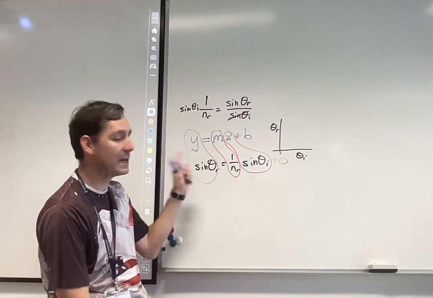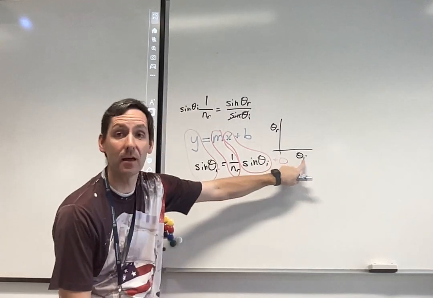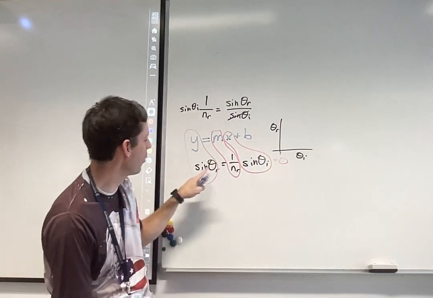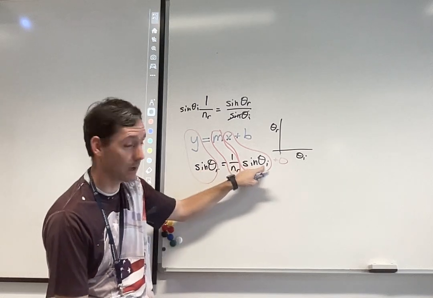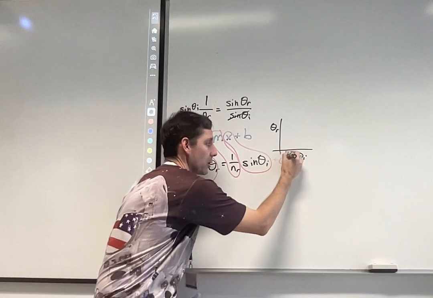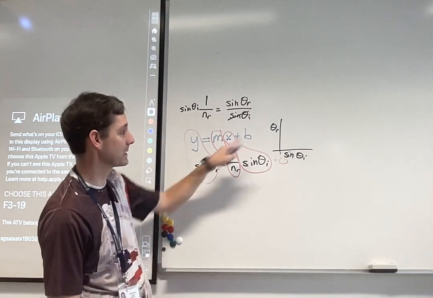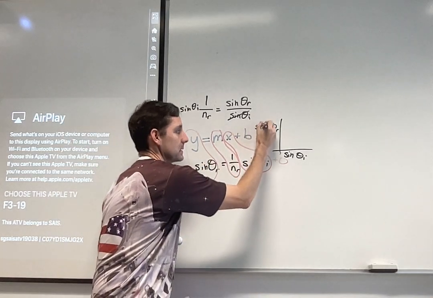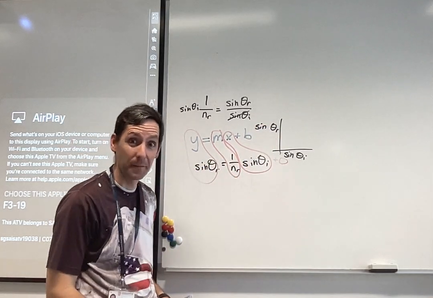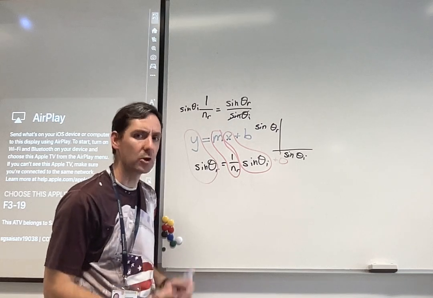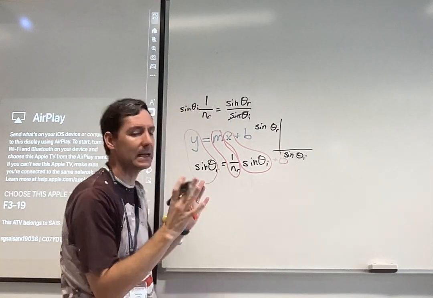So what we need to do is, instead of putting theta I here, we want to put sine of theta I. So I'm going to graph sine of theta I there. And on the y-axis, I'm going to put sine of theta R, right? Now, you may say, but wait, how do I do that? Well, it's not that bad.